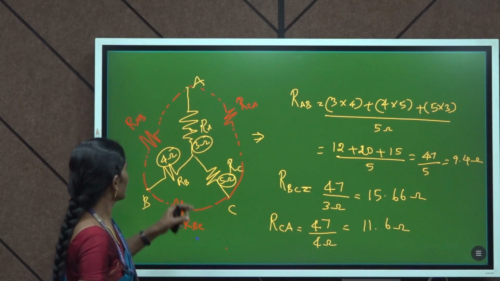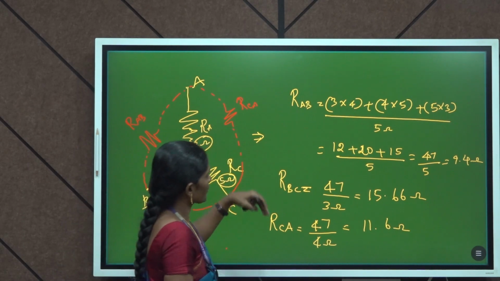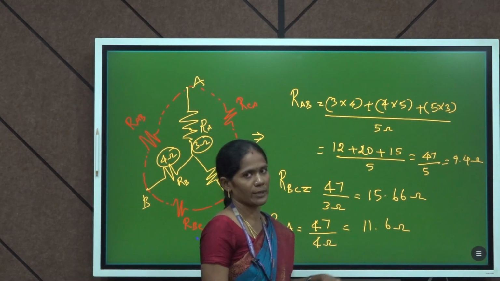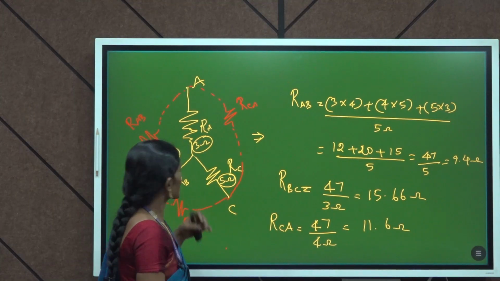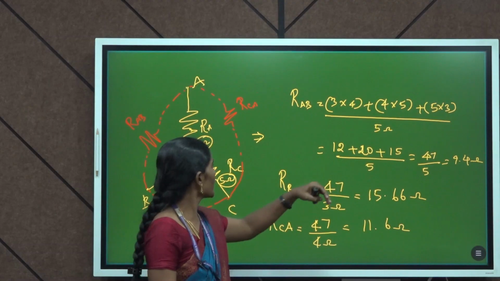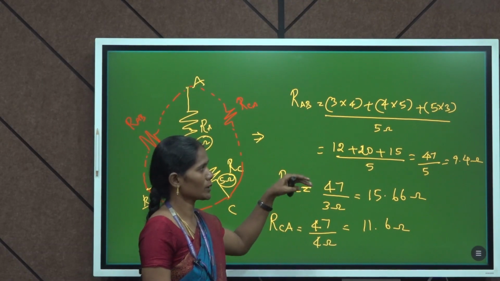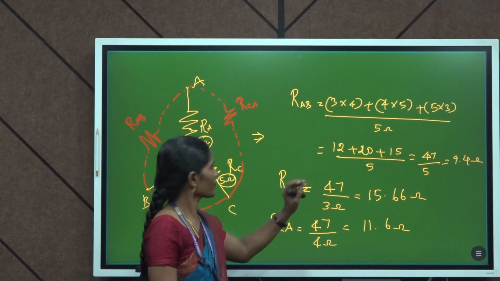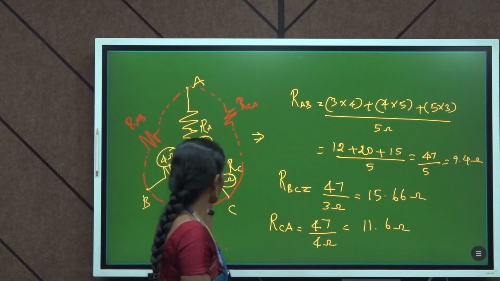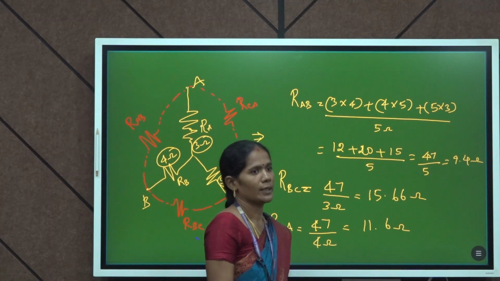So the given star values are 3 ohm, 4 ohm, 5 ohm, and we get the delta resistance values as 9.4, 15.66 and 11.6. We can conclude and verify that the given star values are smaller, and the delta values we get are larger than the star values. Given values 3, 4, 5, we get larger amounts of 9.4, 15.66 and 11.6.